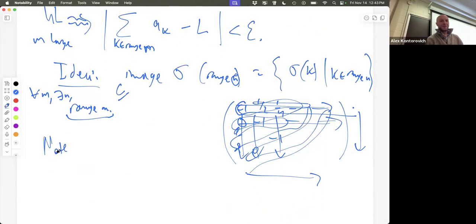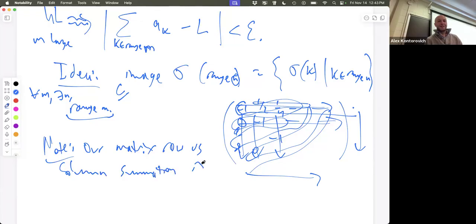Note our matrix row versus column summation is not a proper rearrangement, because it doesn't satisfy this condition. Okay, so let's put a pin in this for a second.